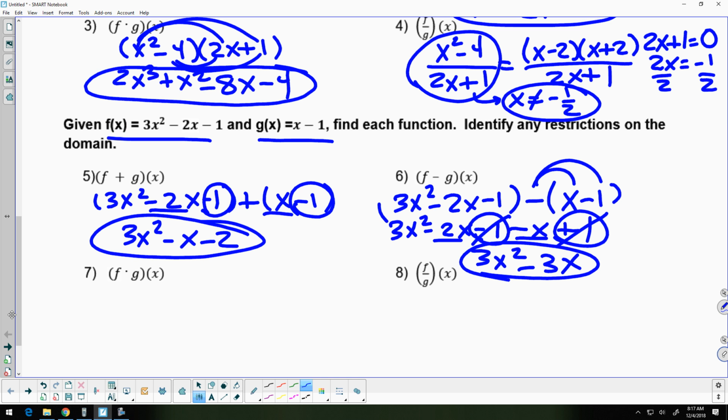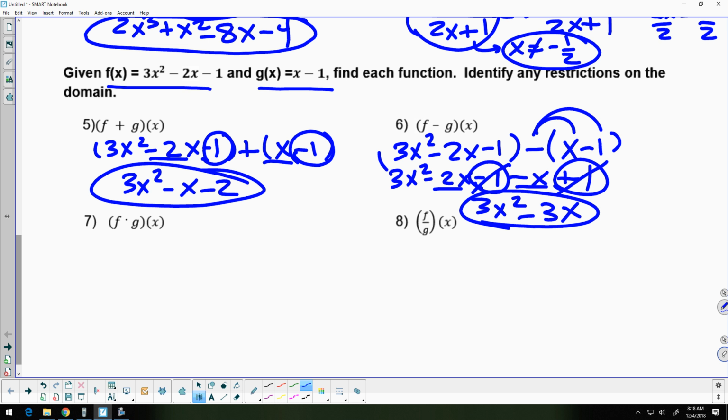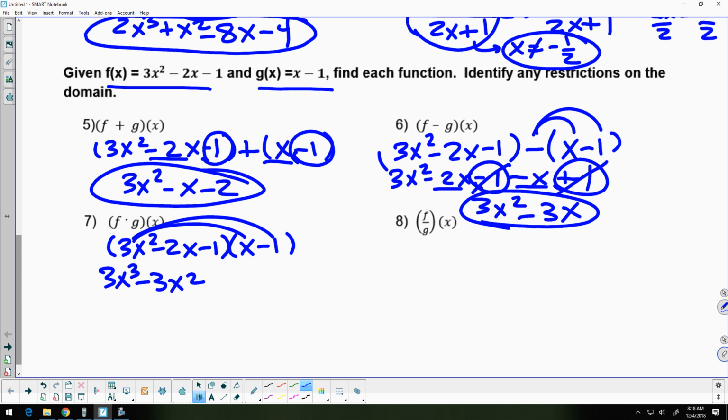Okay, now moving on to multiplication. So we got f of x, 3x squared minus 2x minus 1 times x minus 1. So again, just basically distributing for this one. So 3x squared, distribute that to both terms. So we'd have 3x cubed minus 3x squared. And I like to cross it out once I'm done with it.